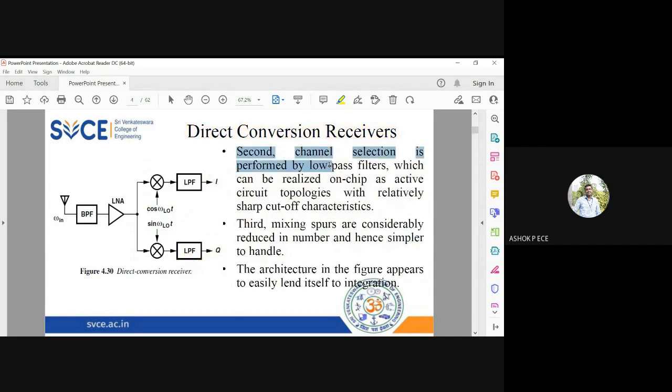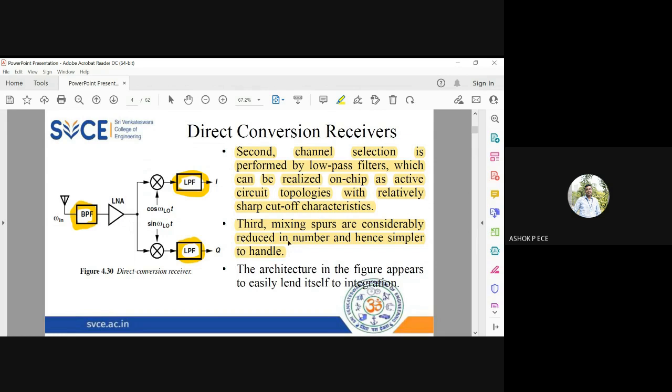Channel selection is performed by a low pass filter. You can use low pass filters, and on-chip filters are available. After the mixer, I'm going to use an LPF to select only my in-phase and quadrature phase baseband channels. This will eliminate the out-of-band interferers, and the LPF will eliminate the other unwanted interferers, and the use of I and Q mixers will eliminate the unwanted image which is present in the frequency itself. And also the spurs are reduced.